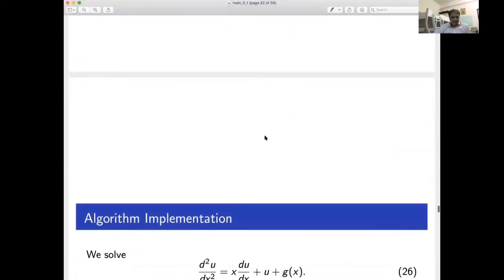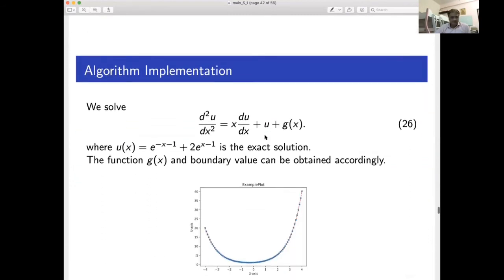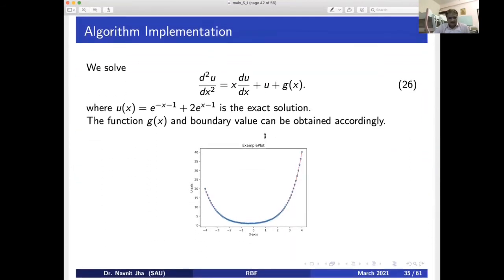Now the question is, after deriving the algorithm, how to write it, how to code it. So just take an example. This is a linear equation, d2u by dx square equal to x du by dx plus u plus g, where u(x) is the exact solution, and you just put the value of u in this equation, you can find g. So I have not written g. Calculation of g is quite easy.